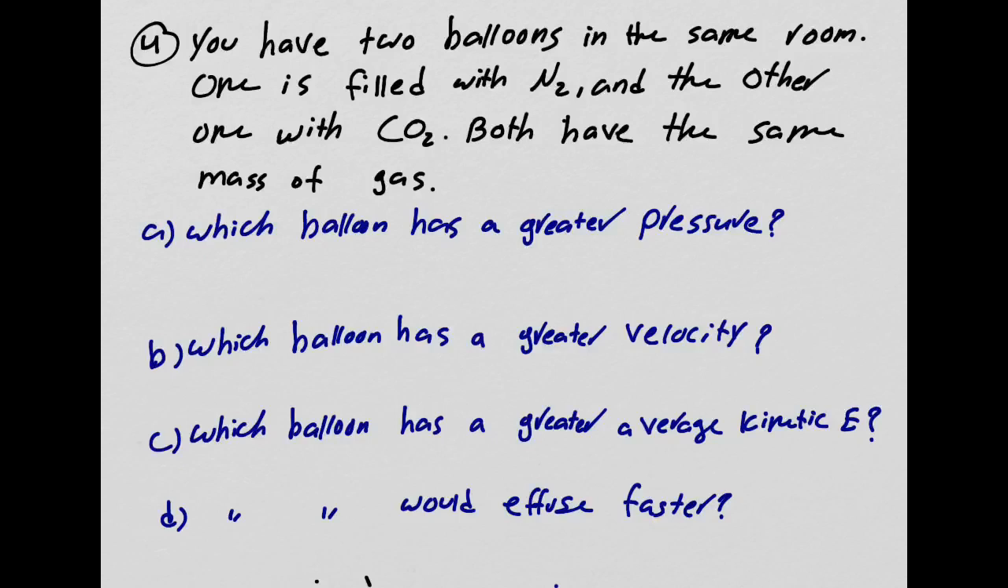Now here's the key when you look at this. They're in the same room. If you're in the same room, you have the same volume and you have the same temperature. Being in the same room means you have the same volume and the same temperature. Now the other key is they have the same mass.